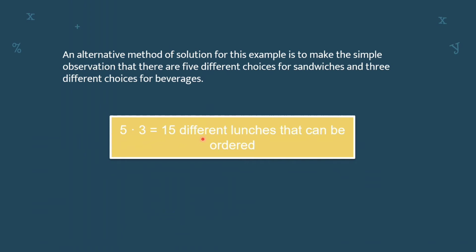Yung first example kanina is hindi siya ganun kadali, tsaka medyo complicated yung ating way. So, what if bigger yung numbers natin? Mahihirapan tayo. Etong alternative method of solution is madali lang siya. So, I recommend this one. Sa inyong activity na ito, yung gagamitin ninyong formula or way para masagutan yung activity natin.